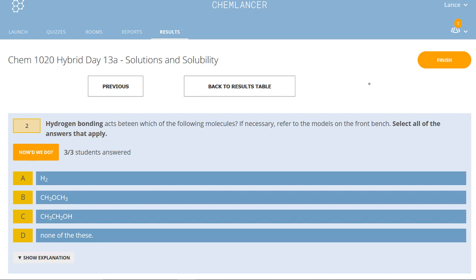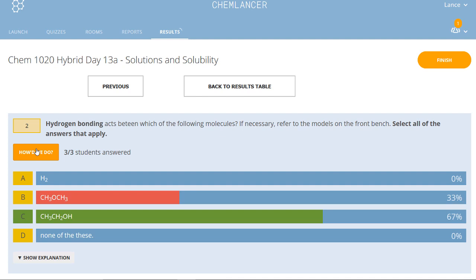Okay, then our second one, hydrogen bonding acts between which of the following molecules? If necessary, refer to the models up here on the front bench. Correct answer in this one is ethanol, and that's this one. And what do we look for? What does this one have that this one does not have?